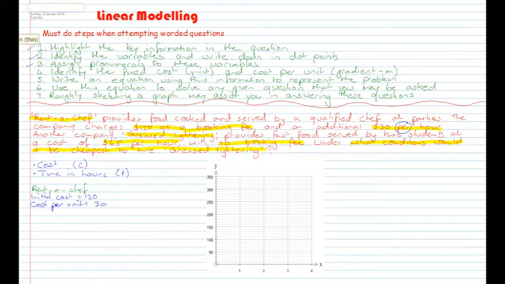Let's have a look also at the Lightening one. They don't actually charge anything for them to come out, so the initial cost is actually 0. And the cost per hour, well, that's $65, or the cost per unit is $65.